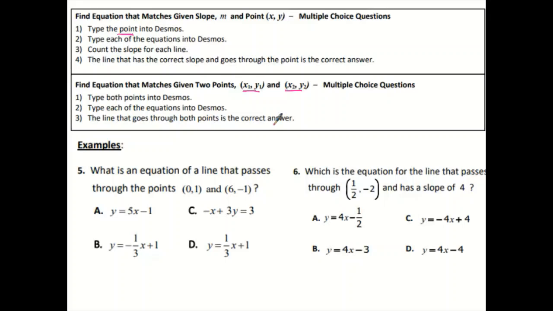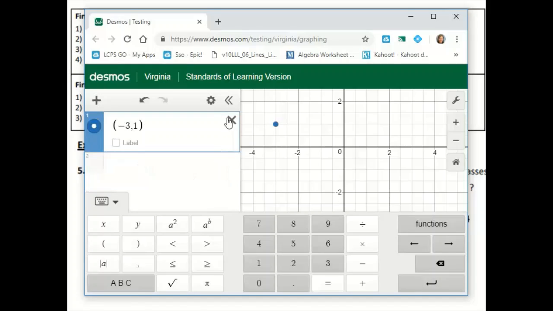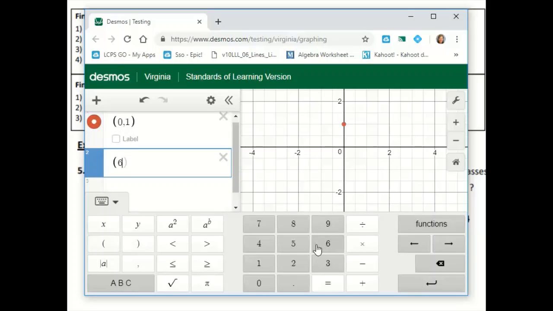Number 5 says, what is an equation of a line that passes through the points 0, 1, and 6, -1? So I'm going to go back to Desmos, get rid of everything from my previous problem. Every problem you should be clearing out what was in there from before. Okay, so we're going to type in our 2 points. So we have parentheses, 0, 1, close the parentheses, and 6, -1.